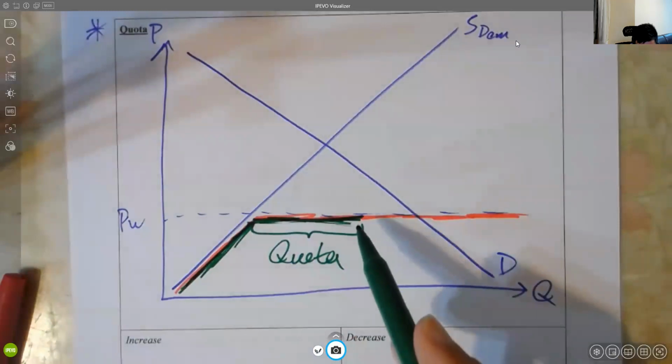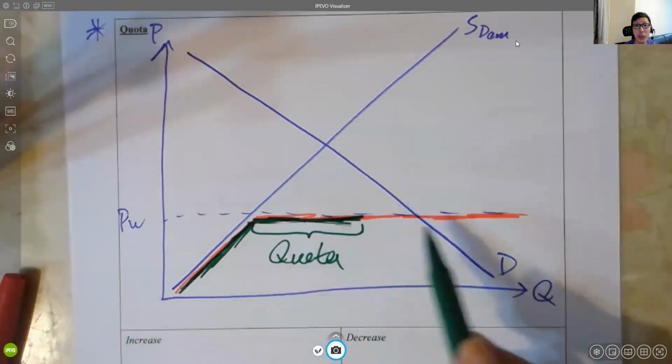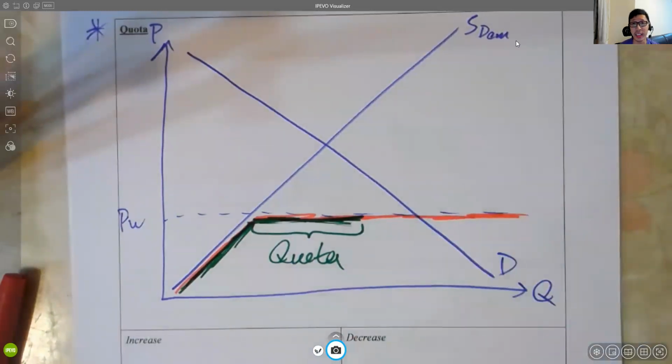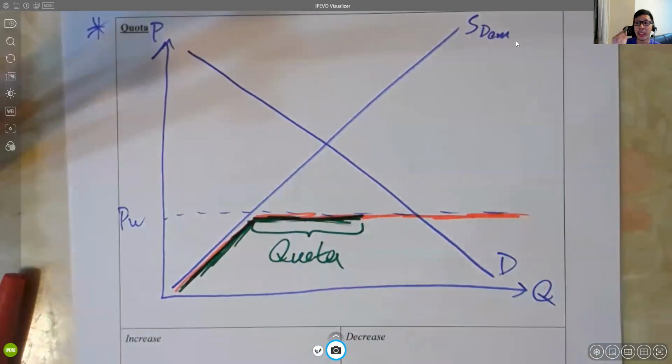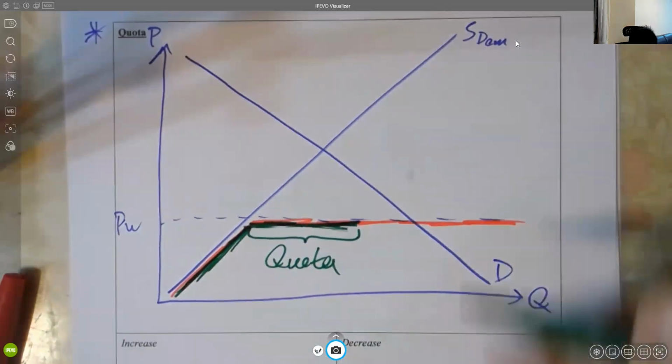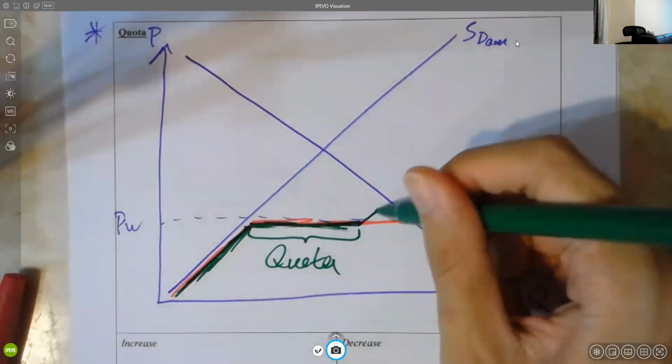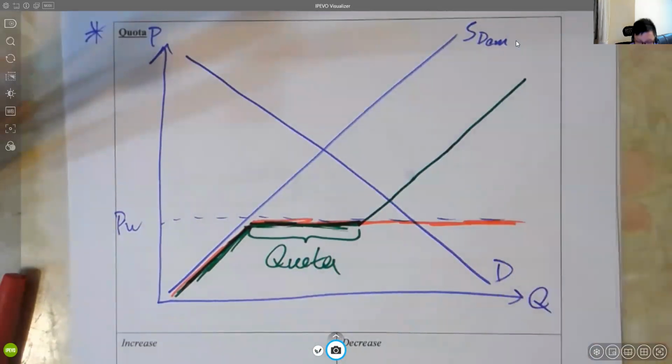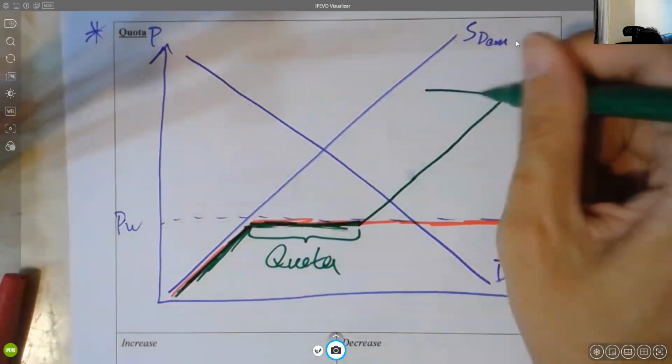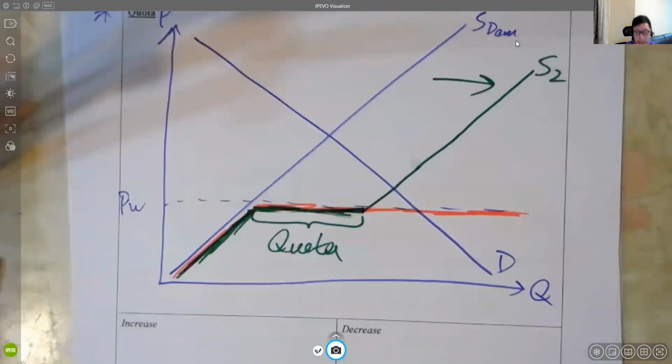But what happens to the rest of the part? Can you buy from the overseas market? No. You can't buy from overseas anymore. The only thing you can turn to is actually local again. Our S2 would be right here. Okay? This is quota. This is how we draw a quota.